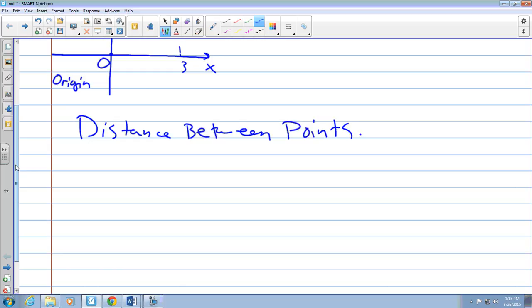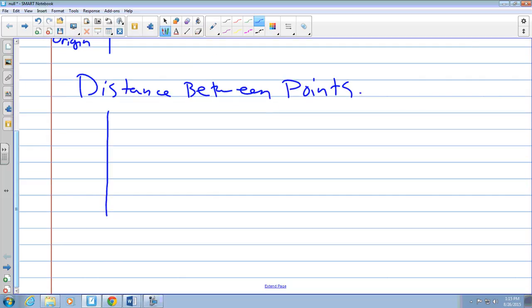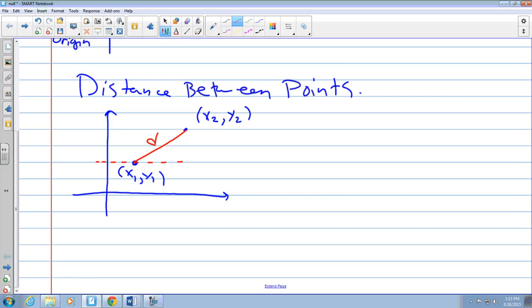So the more important thing is looking at the distance between points on the plane. So if I have two arbitrary points on the plane, (x1, y1) and (x2, y2), I actually want to find the exact distance, let's call it d, between these two points. Okay? So we're about to derive a distance formula. Some of you have seen it before, some of you haven't. But really it all comes down to the Pythagorean theorem.